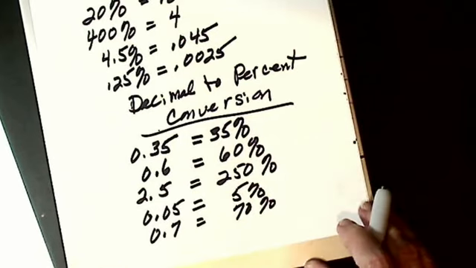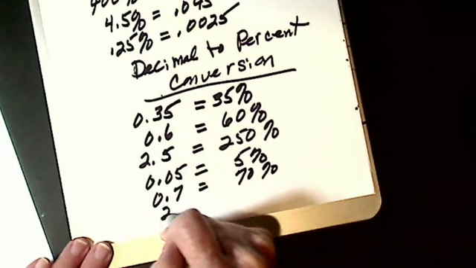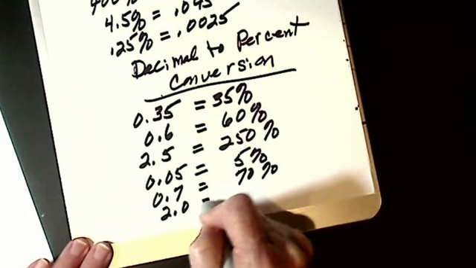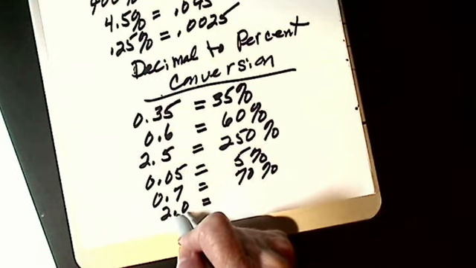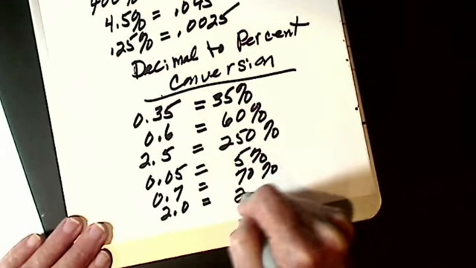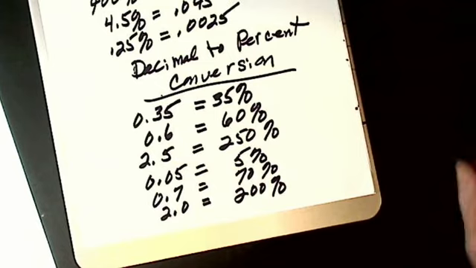The only one that maybe might throw you is if I have the whole number 2. No big deal. It's a whole number. I got to change it to a percent. I know there's a decimal at the end. I got to move it 2. So it's 200%. That's it.